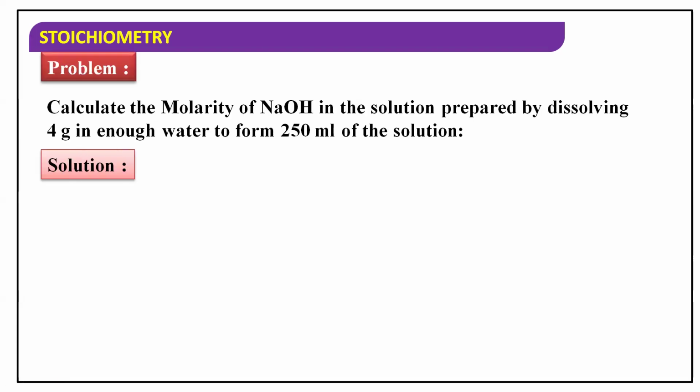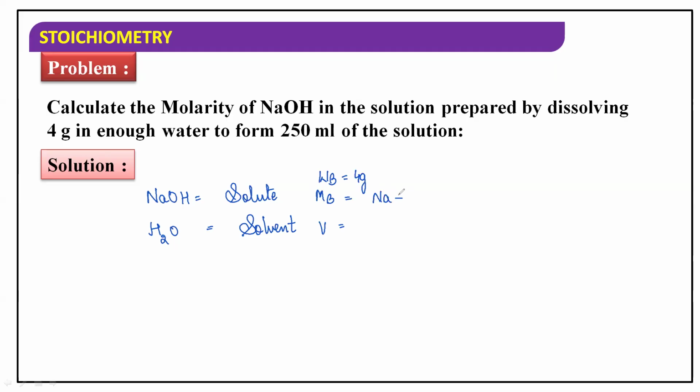Okay, now let's do the questions. Calculate the molarity of NaOH solution prepared by dissolving 4 grams in enough water to form 250 ml of solution. Can you do this question and tell me how to do it? Let us write the values which are given. In this question, NaOH is my solute, correct? And water is the solvent. So what is the given mass of solute and what is the molar mass of solute? The given mass is 4 grams. Correct. What is the molar mass?